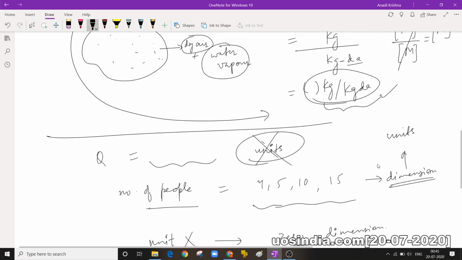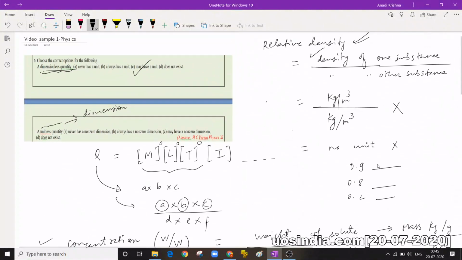So you will have to read the options very carefully in this question. This question is more beautiful because of its options. The first option is never has a non-zero dimension. Never has a non-zero dimension means it always has a 0 dimension. This statement means never has a non-zero dimension.